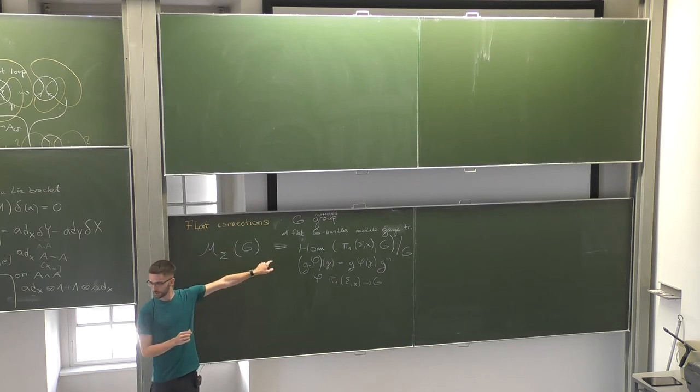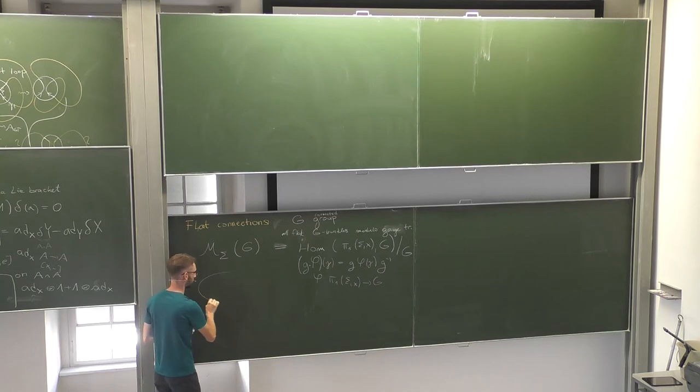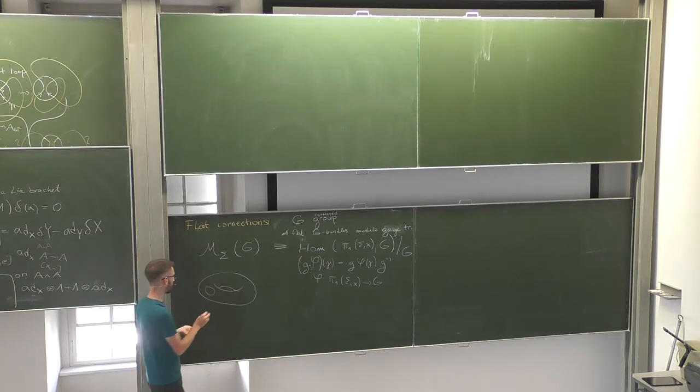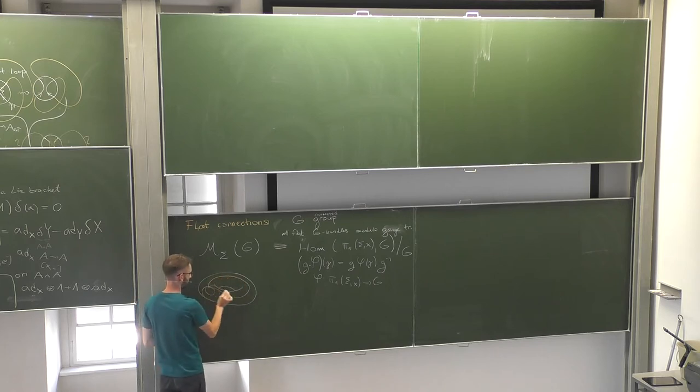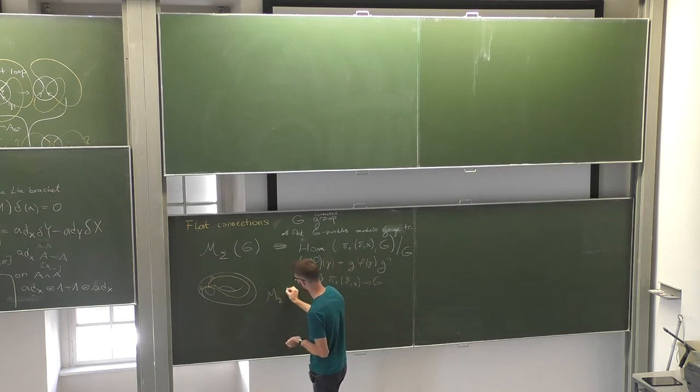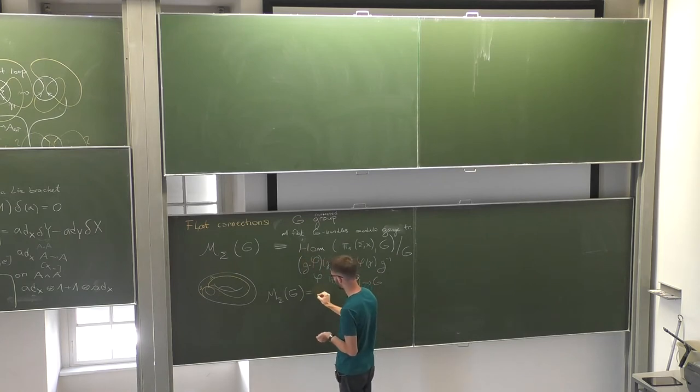Okay, but this is also known as the character variety. Maybe you heard that name. But let me give you an example. So we take a once punctured torus, and if we choose two paths on the torus like this, let's call them gamma 1 and gamma 2, then it's a non-trivial statement, but it's true that the moduli space is then isomorphic to just G cross G.